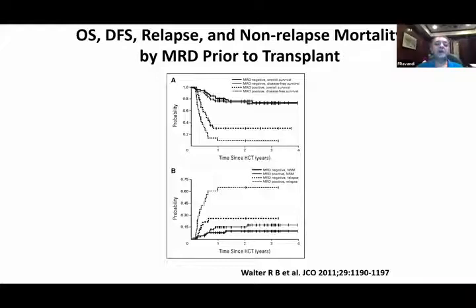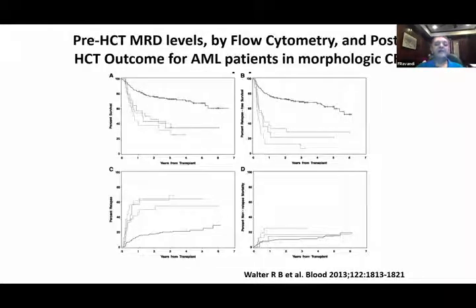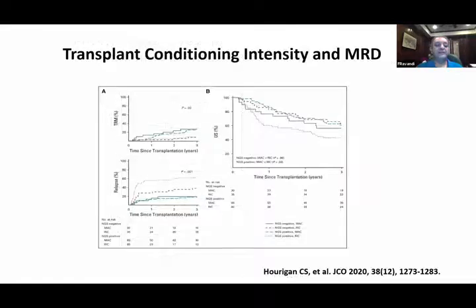And this was mainly because of a higher incidence of relapse, in the bottom part of the slide, and not because of non-relapse mortality. And in another publication, they showed that any level of MRD by flow prior to transplant was associated with worse outcomes. The dark black line is for patients who were completely negative, and the three other lines are different levels of MRD positivity. So even a low level of MRD was associated with a higher likelihood of relapse and worse survival, and this was not because of worse non-relapse mortality.